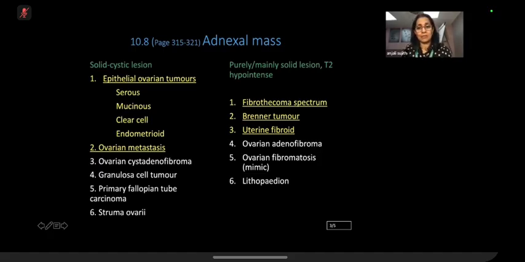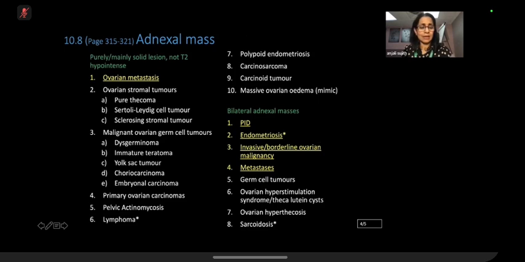Okay, so the classification goes again like mainly solid lesion, not T2 hypointense, and bilateral adnexal lesions. We will be covering most of the highlighted ones, the yellow highlighted ones.